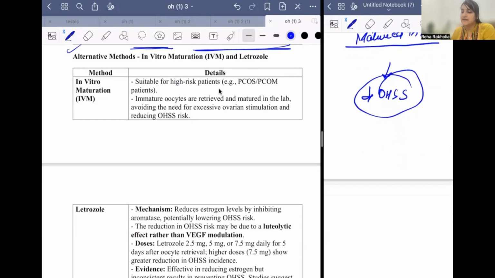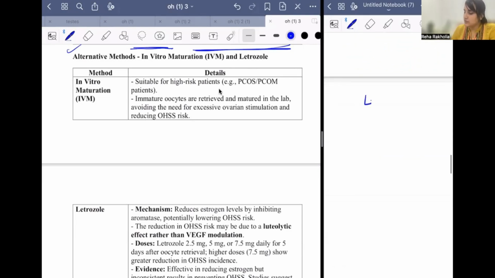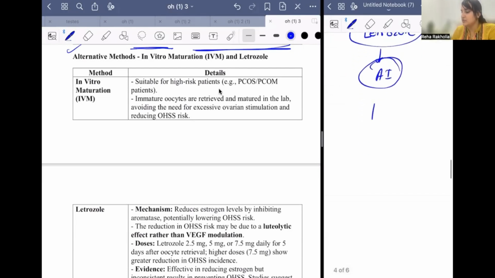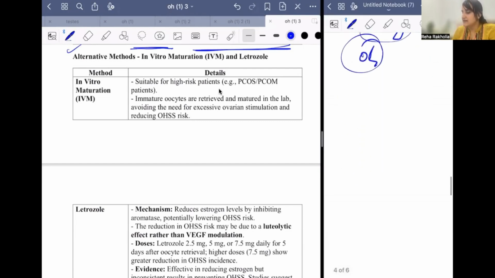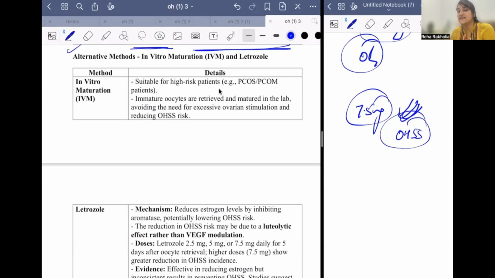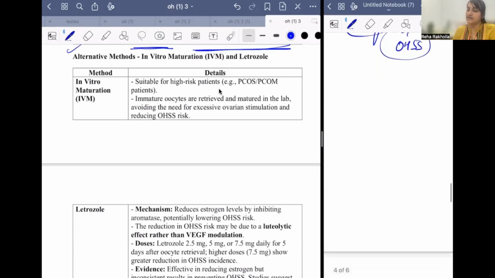Another hormonal adjustment that has been studied is letrozole. Letrozole is an aromatase inhibitor that lowers the estrogen level and may reduce the OHSS risk. The usual dose ranges from 2.5 milligrams to 7.5 milligrams daily for 5 days after oocyte retrieval. Some studies suggest that the higher dose of 7.5 offers better protection against OHSS, while letrozole may not be as effective as cabergoline. It has shown better results than aspirin in reducing the early OHSS risk.